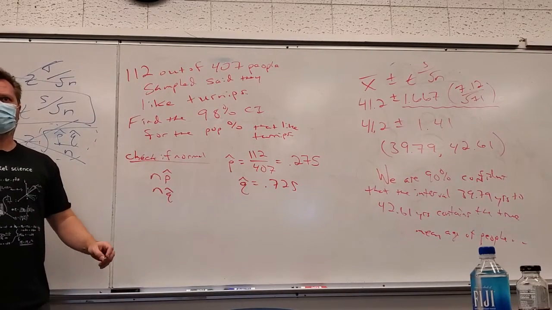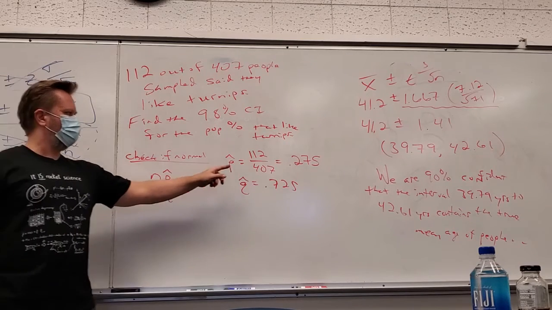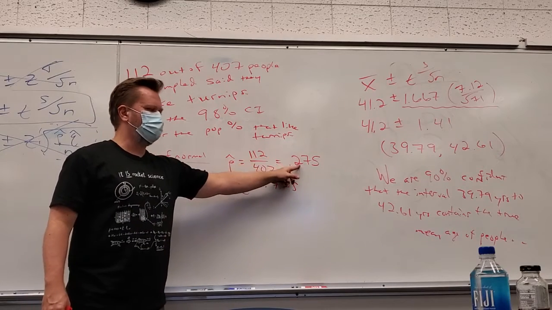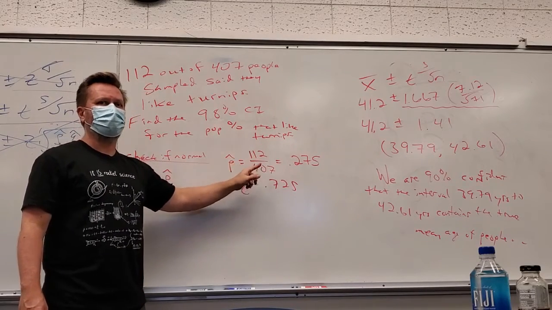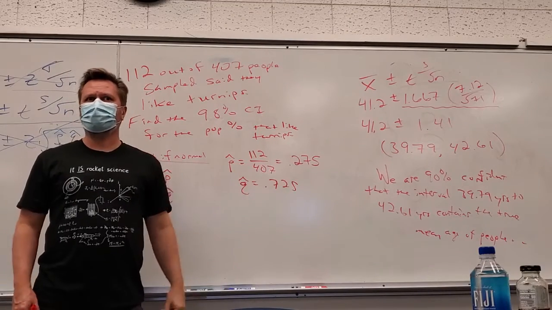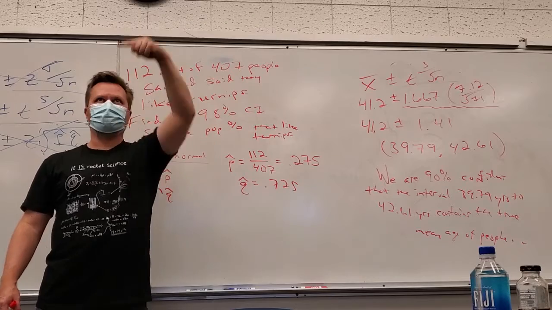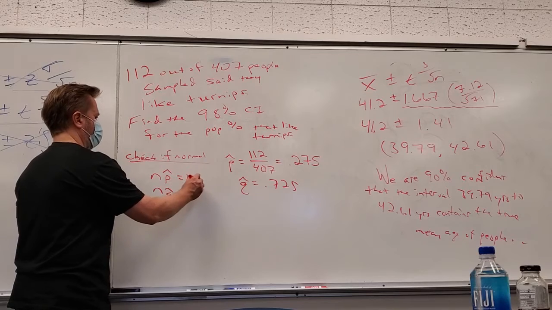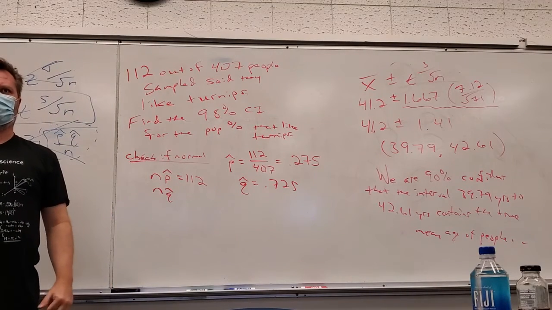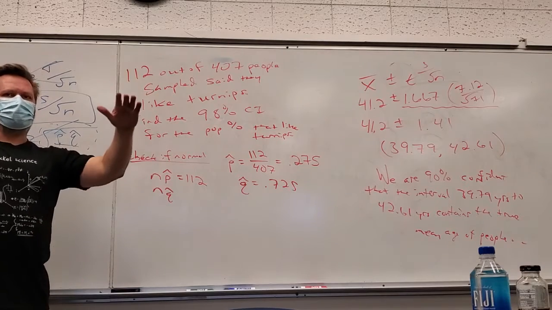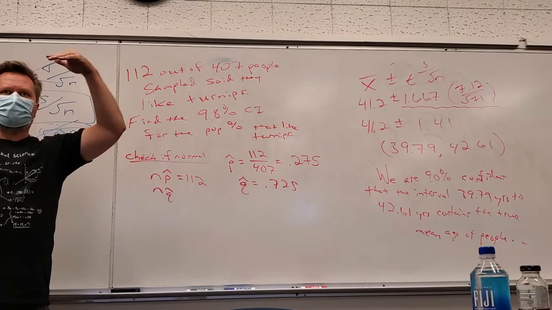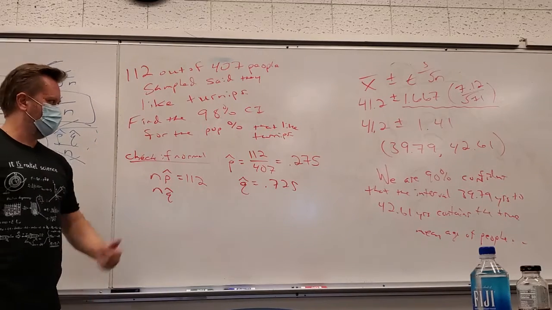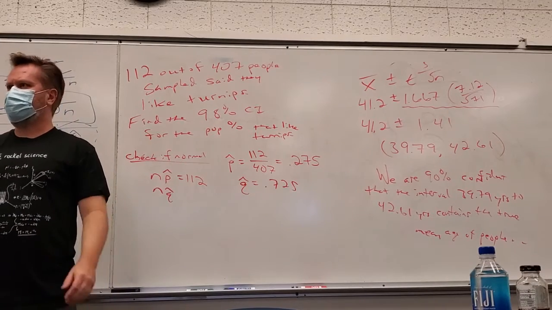Look how easy this is. n times p-hat would be 407 times 0.275. What is 407 times 0.275? 112. You guys see that? P-hat times n is 112. How did you get q-hat? What's always true about p and q, no matter what clothes they're wearing? They have to add to 1. So you just did 1 minus 0.275. Yep.